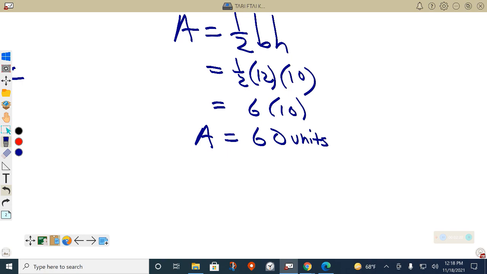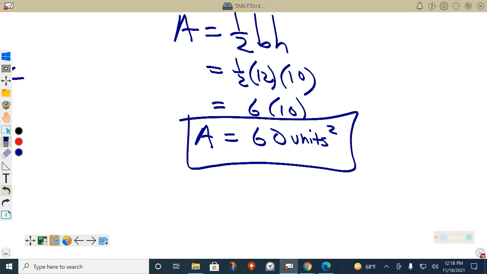But what kind of units? It's area, so it's square units. Because remember, area is the inside of a shape, the squares that fit inside. Awesome.